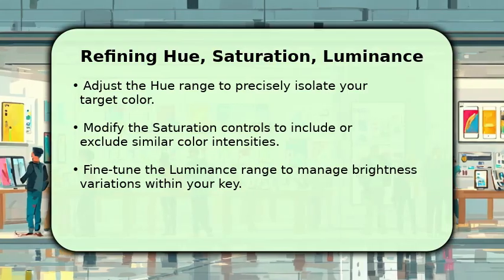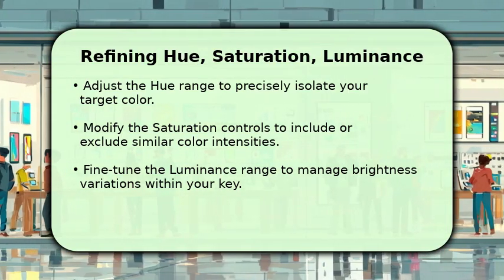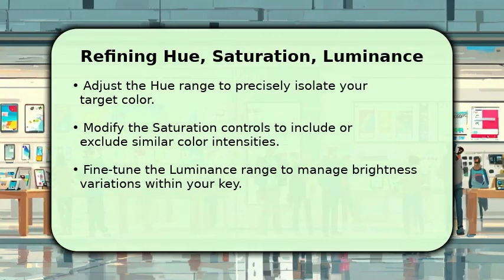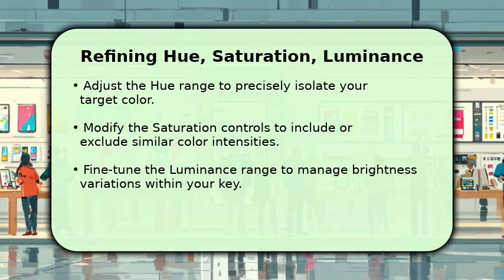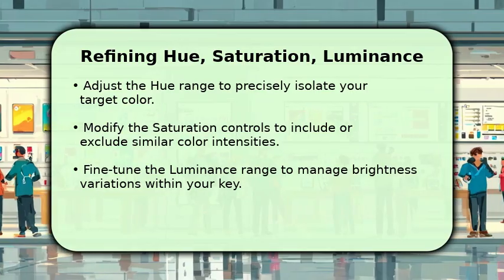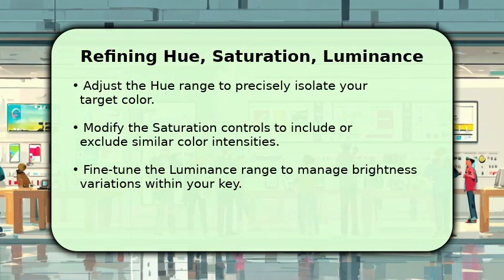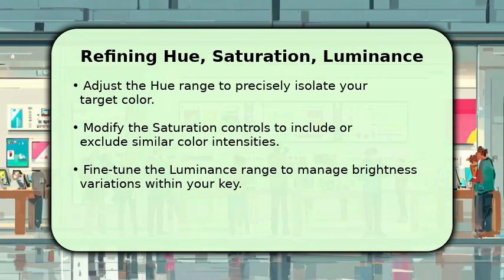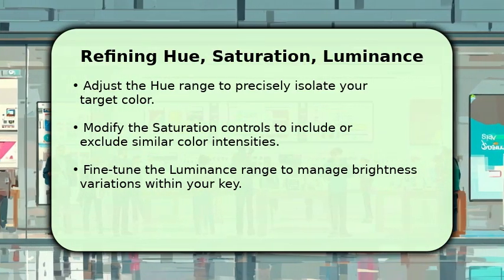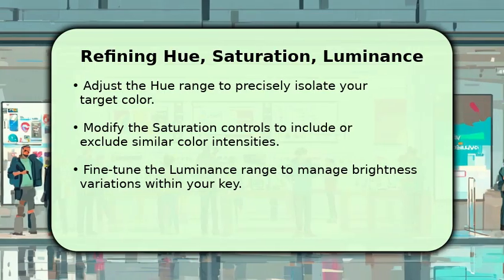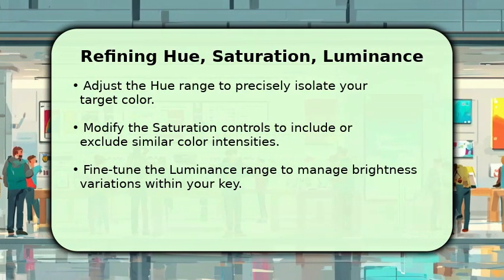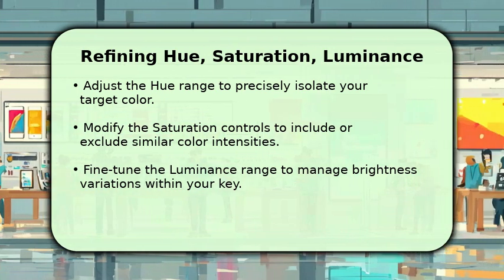Once you've made your initial color selection, it's time to refine the key using the hue, saturation, and luminance controls. Start by adjusting the hue range to precisely isolate your target color, perhaps narrowing it by a few degrees. Then, modify the saturation controls to include or exclude similar color intensities, ensuring you capture all relevant shades. Finally, fine-tune the luminance range to manage brightness variations within your key.